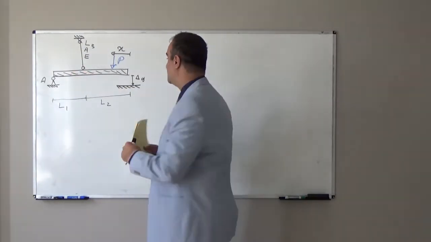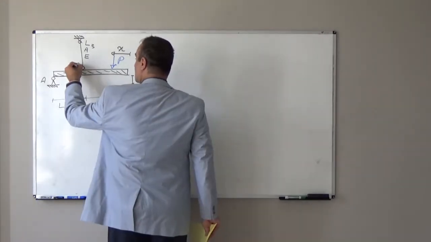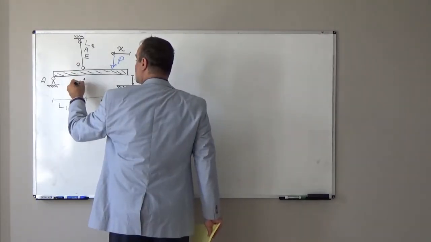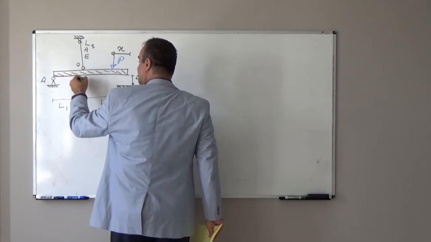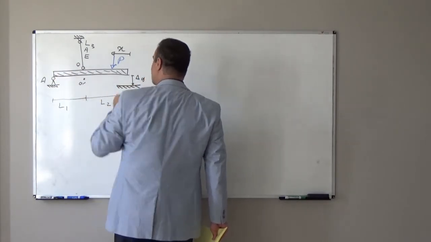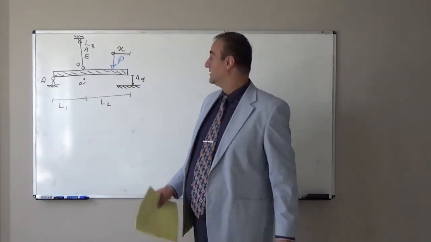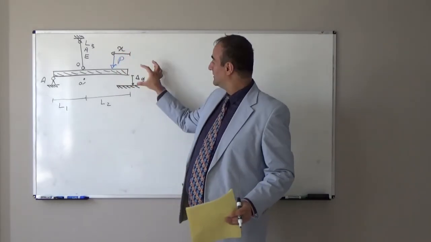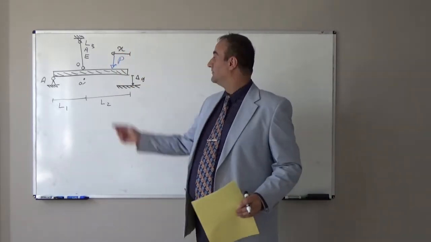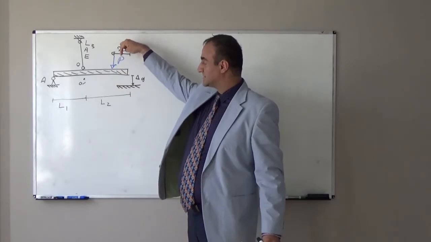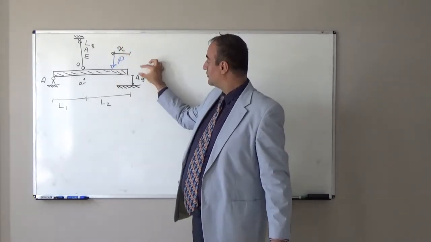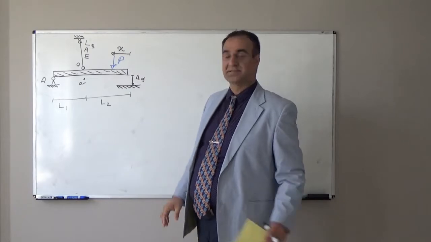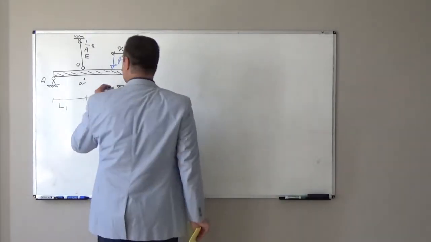Because of this tension, we will have elongation in this rod. So this point, for example, point O, will move down to point O prime. If this moves down, this will rotate and close the gap. We want to find X, where we should apply this external load P in order to close this gap. This is the problem statement.